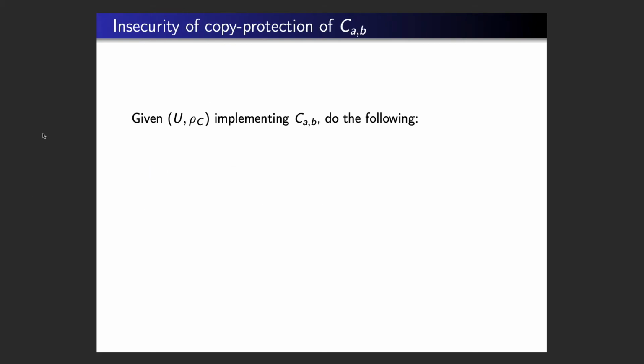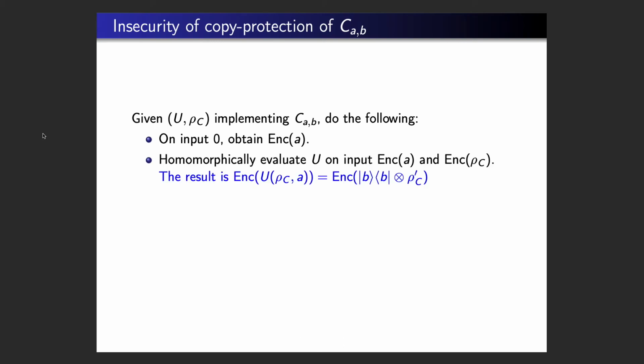To show that the copy protection property is violated, we are going to construct an adversary that does the following. This adversary receives as input a unitary U and a state rho_C that computes the circuit C_AB. So it's going to input 0 to this implementation of C_AB, and it gets encryption of A. And then we're going to homomorphically evaluate U on input encryption of A and encryption of rho_C. By the correctness property of the homomorphic encryption scheme, what we will get is the encryption of the output of this circuit on input rho_C and A, and this is going to be nothing but encryption of state B tensored with rho_C', where rho_C' is going to be the residual state.